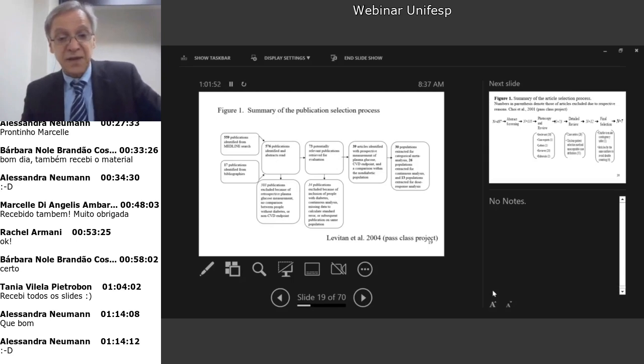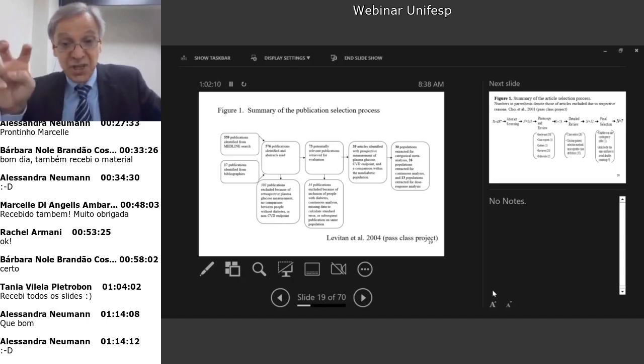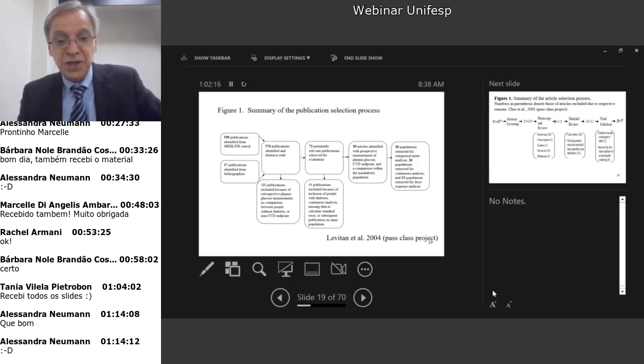39 articles were identified with prospective measurement of plasma glucose, not retrospective, CVD endpoints, meaning cardiovascular endpoints, and a comparison within the non-diabetic population. So you have a comparison group there. 30 populations from these papers were extracted for categorical meta-analysis, 26 populations extracted for continuous analysis, and 13 populations extracted for dose response analysis.